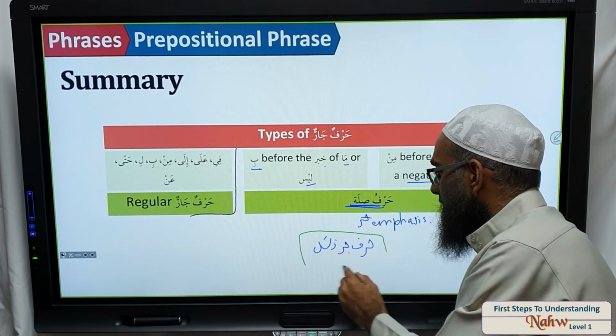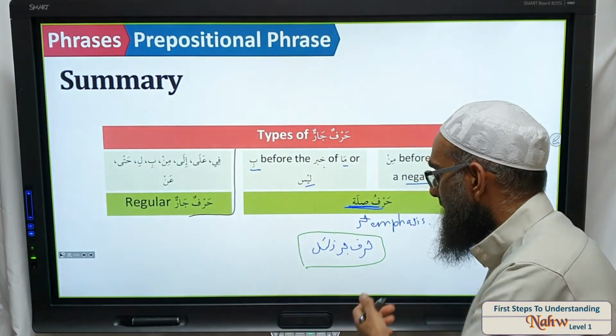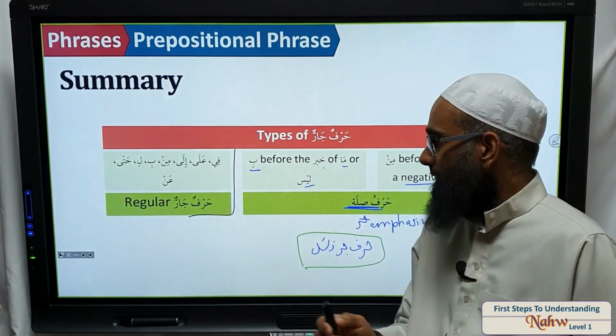So in books of later on it is called harfun jar zaid. This is a note, but we call it harfun sila. That's more respectful for the words of the Quran. But this is for later on as a note.